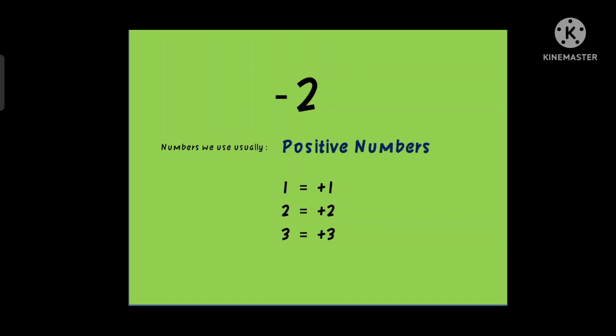We can write the negative numbers as shown here, just putting a negative sign in front of the numbers. Actually, the numbers we usually use have a positive sign in front of them. And so they are known as positive numbers, but we do not usually write it.